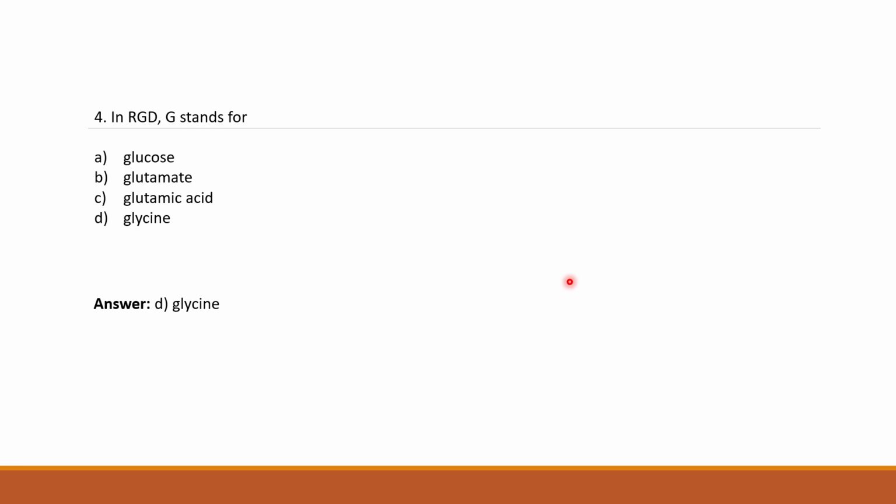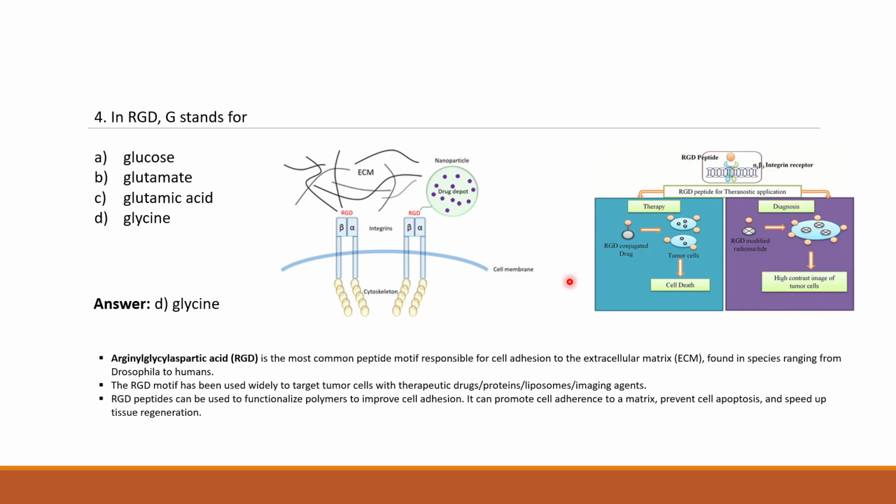G stands for glycine. So RGD means arginyl glycyl aspartic acid, or arginine glycine aspartic acid. This is a very common motif that is found in the region where the cell tries to adhere to the extracellular matrix or even to other cells. This is a three amino acid motif, that is arginine, glycine, aspartic acid. So why is this important? First of all, it is found in all the species starting from Drosophila, everybody knows, fruit flies, to the most complex humans. And this RGD motif has been used widely to target tumor cells in therapeutics and in drug designing or even in diagnostics as imaging agents.